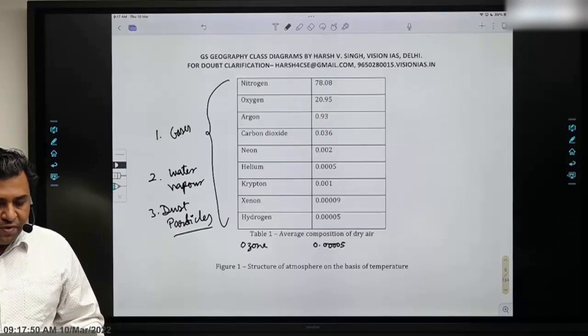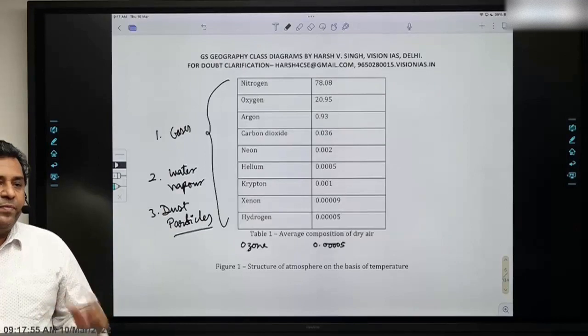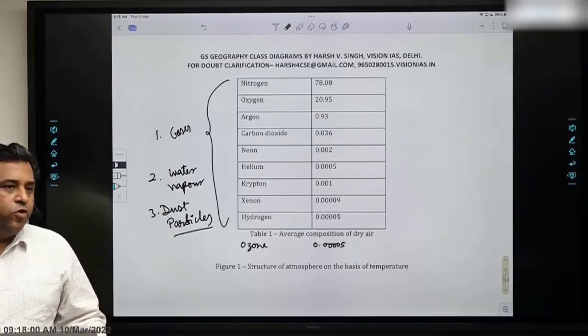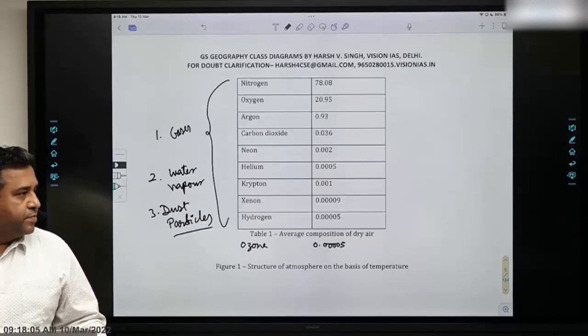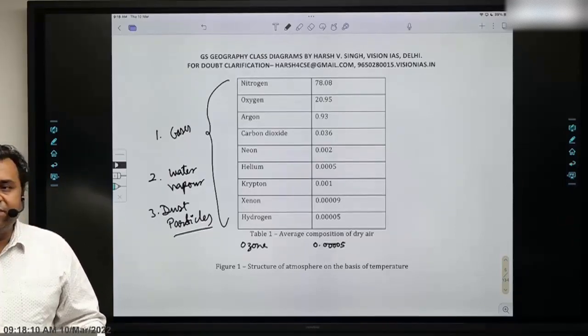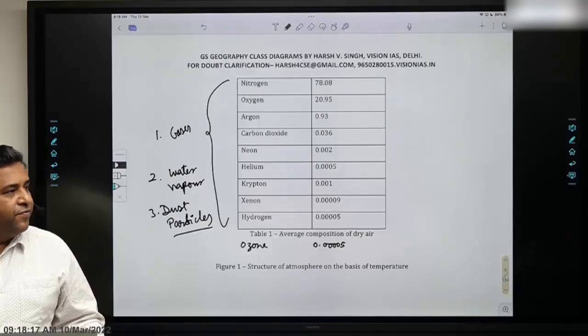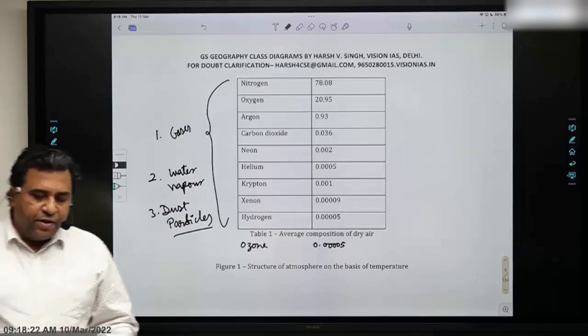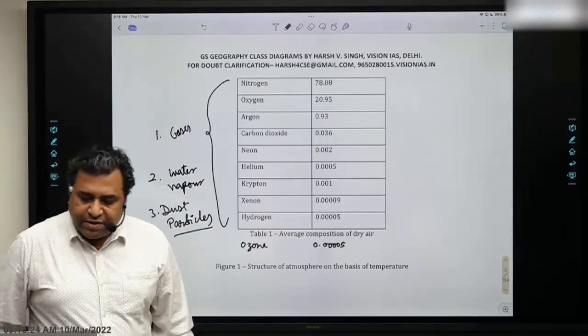So when we talk of the water vapor in the atmosphere, how much water vapor is there? Ranging from 1% to 4% of the total volume of the atmospheric composition. Okay, ranging from 1% to 4%. So some of the driest regions will have nearly 1% of the total atmospheric composition, and some of the wettest regions will have nearly 4% of the total atmospheric composition. Okay, so 1% to 4% is there.